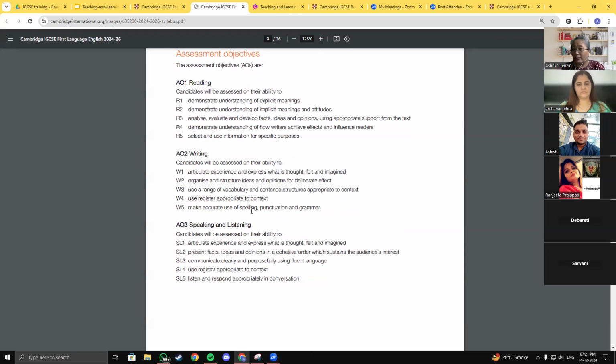So you have the strands, right? You have the learning outcomes in the PYP. Similarly, these are the learning outcomes or the learning objectives. And these same learning objectives become assessment objectives. Because whatever you learn, you will be assessed, right?